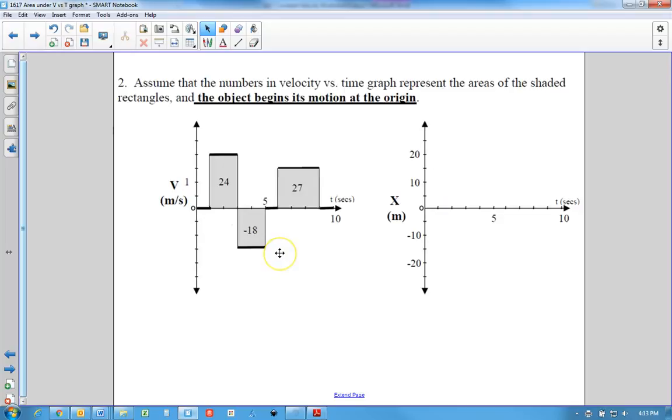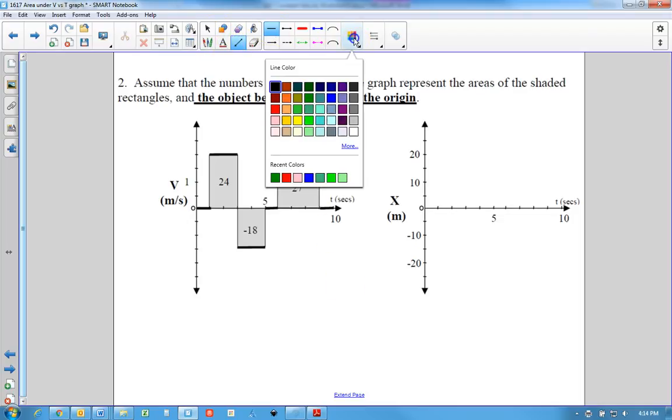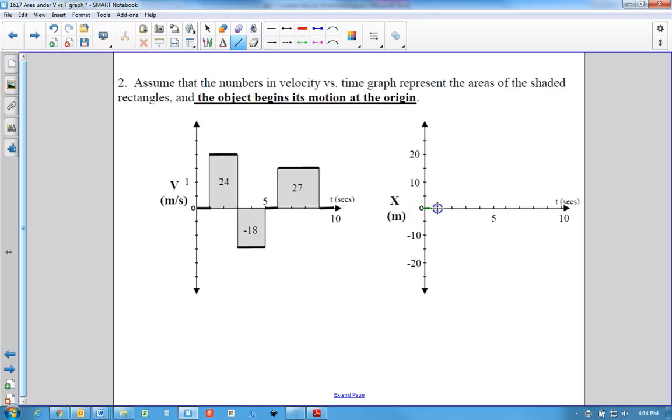And then once again, the second problem on worksheet 8, it says the numbers in the velocity versus time graph represent the area. So once again, that area is going to be displacement. So if I were going to draw the position versus time graph for this, if I've got a 0 velocity, I'm not going to change my position. The problem says I start at the origin, so that's why I started at 0.